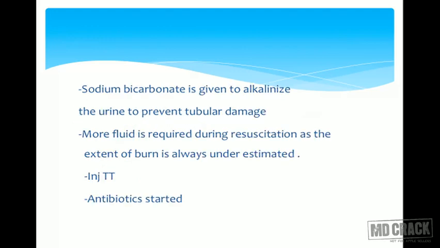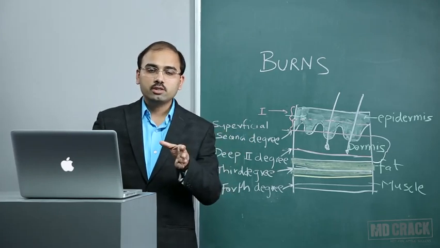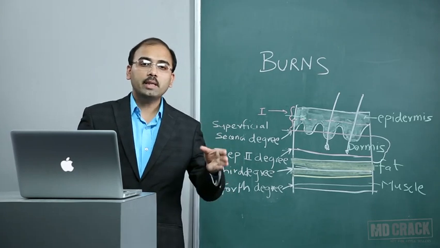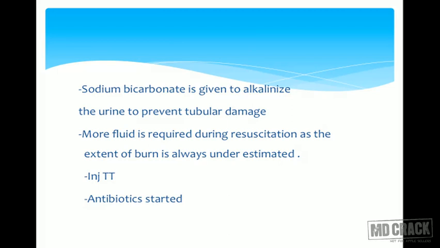Sodium bicarbonate is given to alkalinize the urine to prevent tubular damage. We have noted that myoglobinuria leading to acute renal failure is the most common cause of renal failure in electrical burns. So this is called forced alkaline diuresis. Dextrose along with sodium bicarbonate along with mannitol solution is used to give forced alkaline diuresis. More fluid is required during resuscitation as the extent of burns is always underestimated in cases of electrical burns.